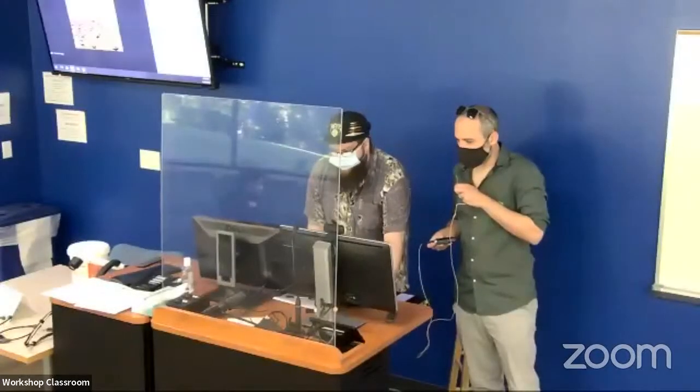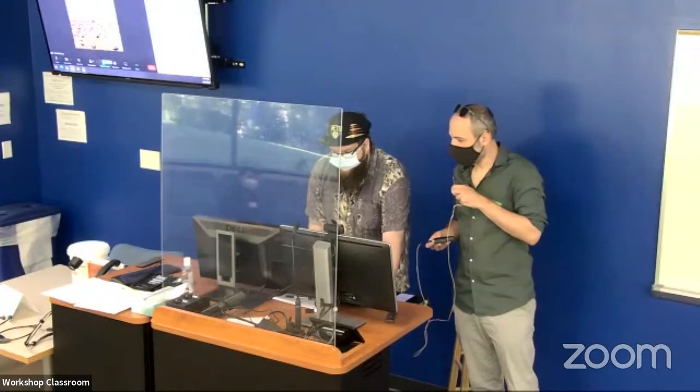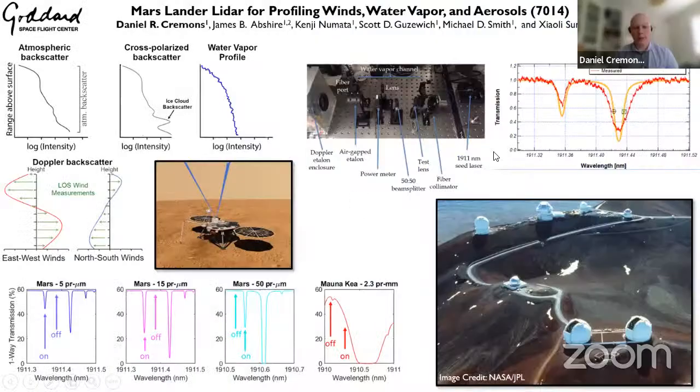Can you see the screen? Yep, now it's coming up.